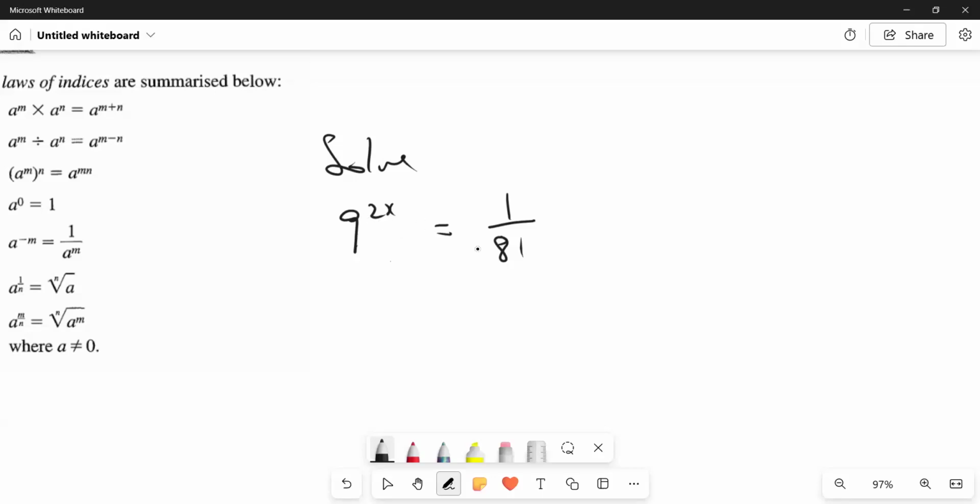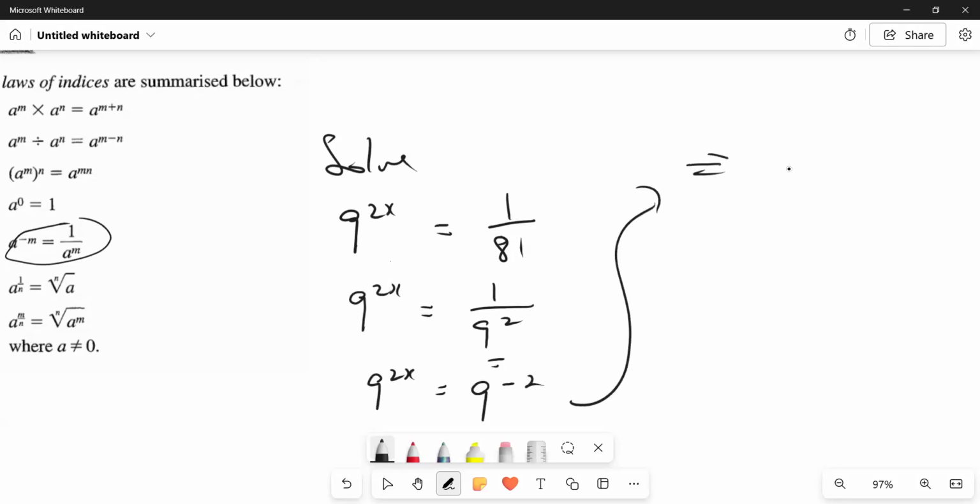Okay, good. Look at this one. So you can see that maybe, okay, 81 can be written in terms of 9 too. So 9 to the 2x equal 1 over 9 squared, right? Using this law here, I can now write this as 9 to the 2x equal 9 to the minus 2. So that implies that 2x equal minus 2, x then equal minus 2 over 2, x equal minus 1.